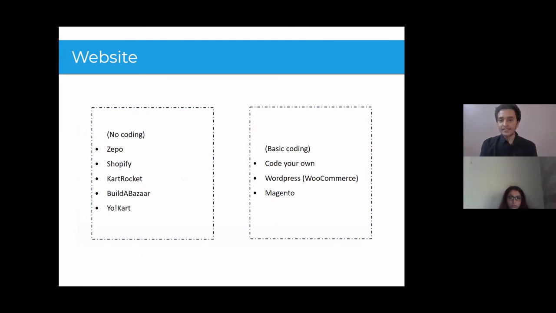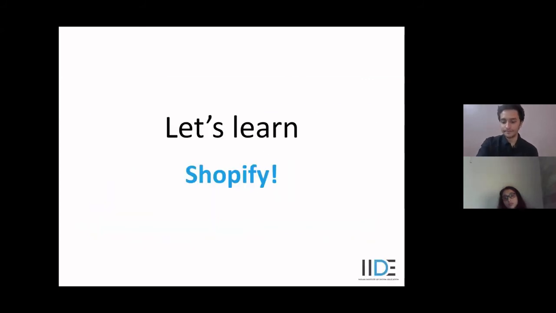Now, other than Shopify, there are a couple of websites on which you can set up your e-commerce store. Shopify is the easiest one, with a pretty simple user interface, which is why everyone goes for Shopify. Similarly, you have Zepo, CartRocket, Build a Cart, Build a Bazaar, and YoCart. These are the different options. Or if you have some basic coding experience, you can either code your own website or set up a website on WordPress.